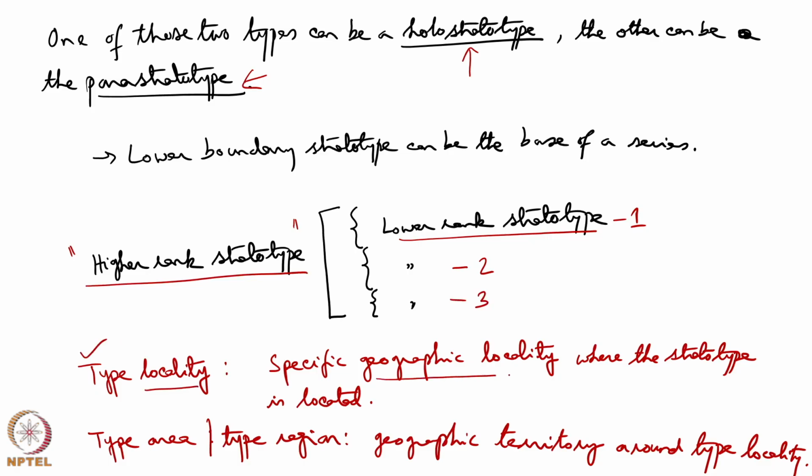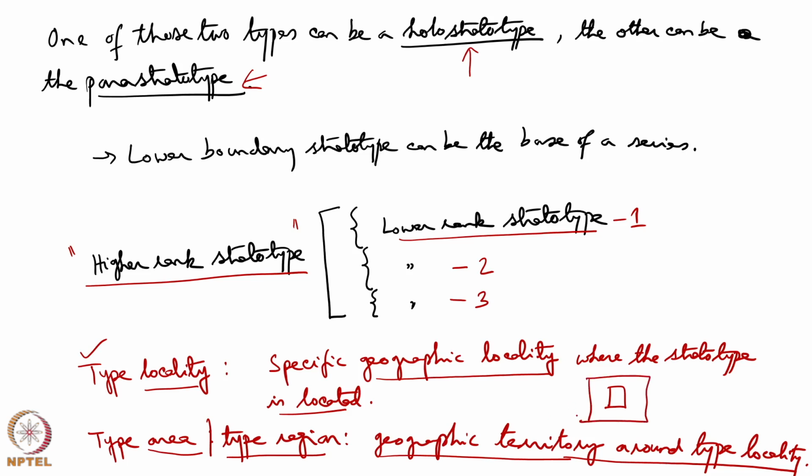Type locality, what is that? It is a specific geographic locality where the stratotype is located. Type area and type region is a geographic territory around the type locality. So, the type locality can be this much and the type area or type region can be that much. This is the type area or type region, and this one is the type locality.